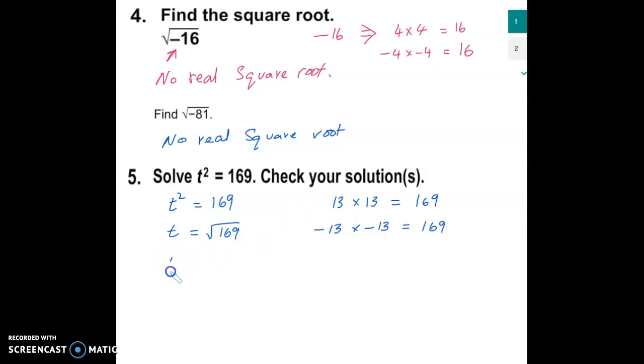So your answer is t is 13 and -13. As we checked right here, -13 times -13 is 169, and also 13 times 13 is also 169. So t is positive 13 and -13.